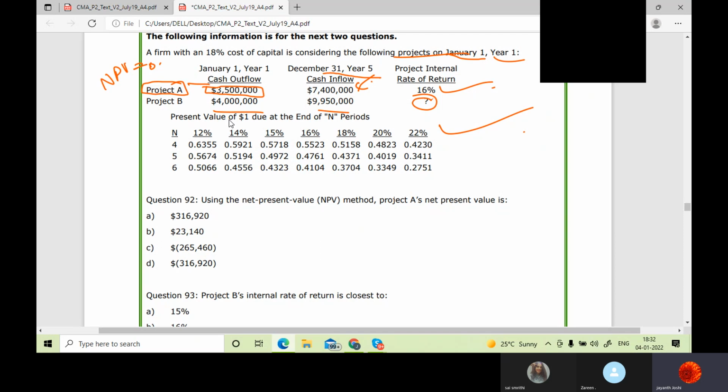So can you do this? And also you have to find out project A's NPV. Okay, I'm waiting. The question is very clear.